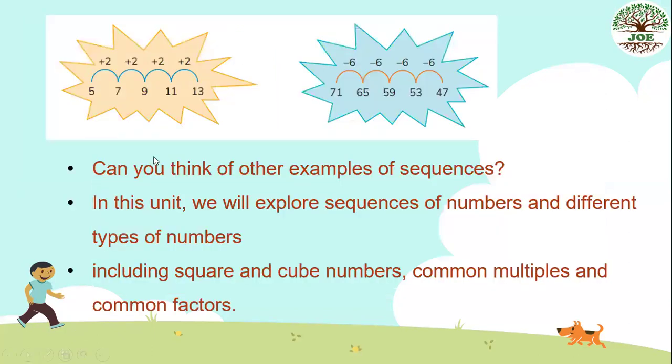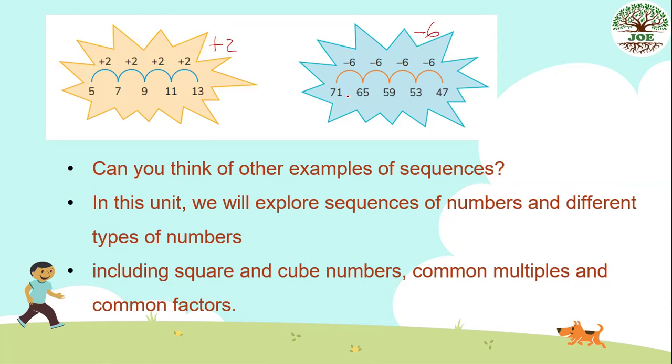And look at these two sequences. The first one starts from 5 and the next term will be add 2. So 5, 7, 9, 11, 13. Our term-to-term rule is add 2. And the second one is 71, 65. So it decreases. We have to subtract a number, minus 6, minus 6. So the term-to-term rule is subtract 6. Here the term-to-term rule is add 2, and here the term-to-term rule is subtract 6.